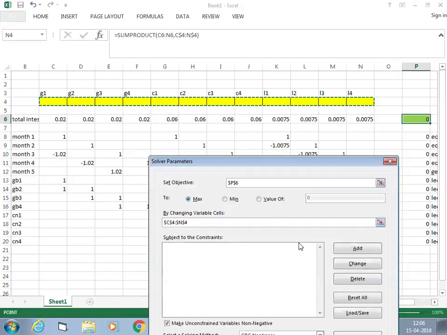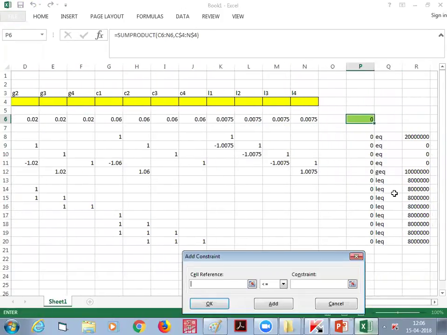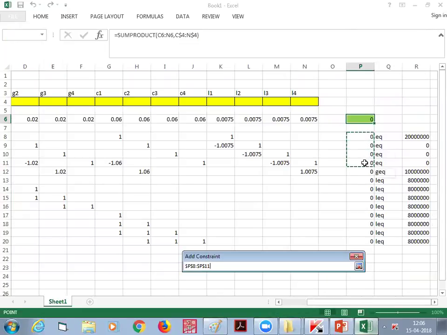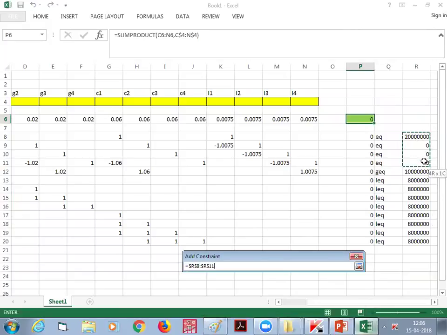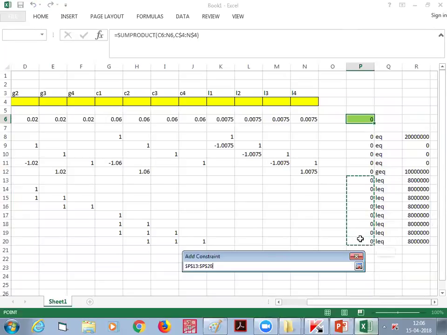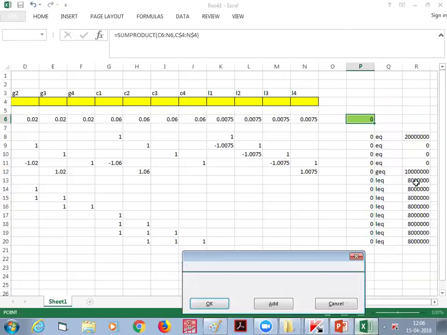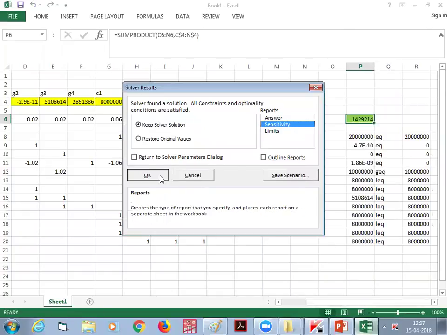Maximum interest. These are the variables and these are the constraints. So these are equality constraints equal to these. Next one is a greater than or equal to constraint, greater than or equal to this. And all of these are less than or equal to constraints, less than or equal to these. Okay, solve, and we got it.